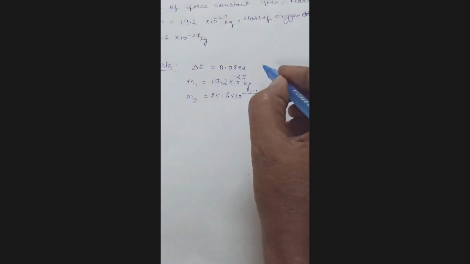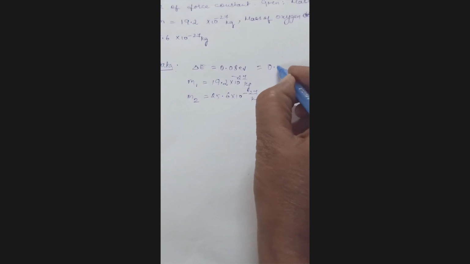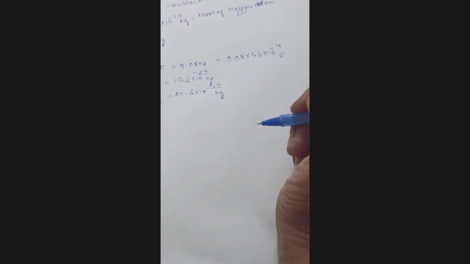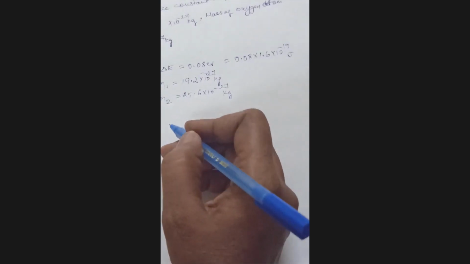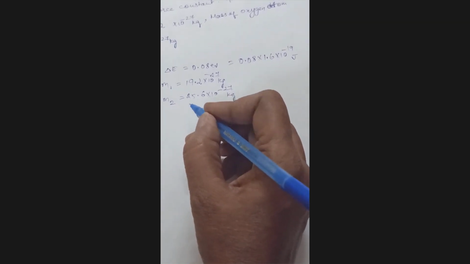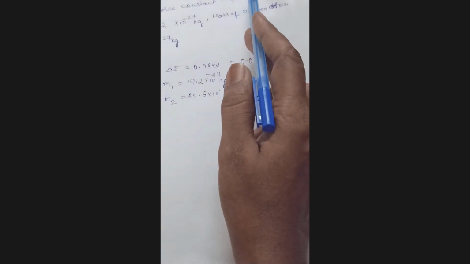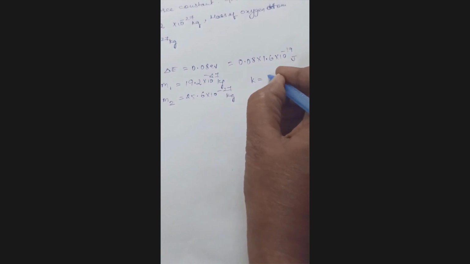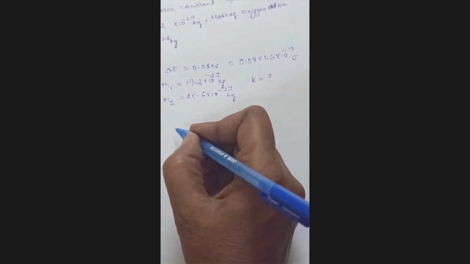Energy is given in electron volt, therefore we will convert it into joules. So E is 1.6 into 10 raised to the power minus 19, that will be so many joules. Now what is the formula? For that, what is the requirement for us? Calculate the force constant. So K is equal to how much?